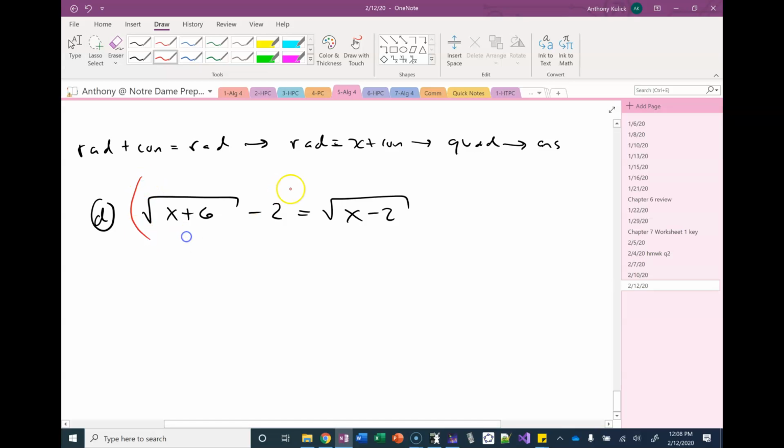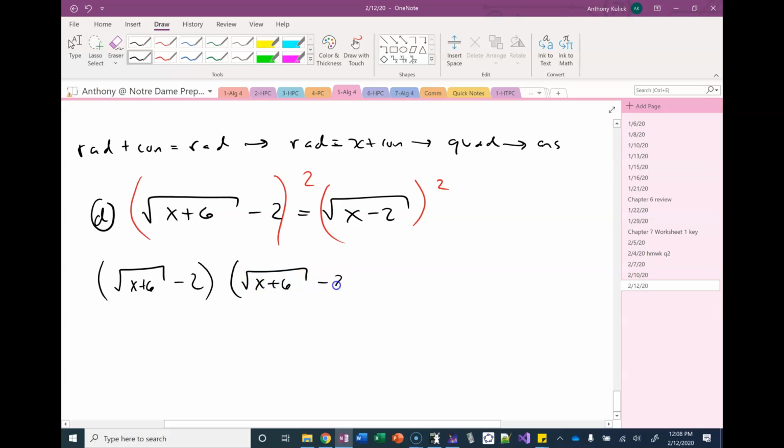Square both sides. Okay. On the left-hand side, what do I have to do? Great. So we're going to have to FOIL on the left-hand side. So let's write it out like a FOIL problem. And on the right-hand side, what are we going to do? Yeah, the squared cancels the square root, and we're left with just x minus 2. Everybody good here?